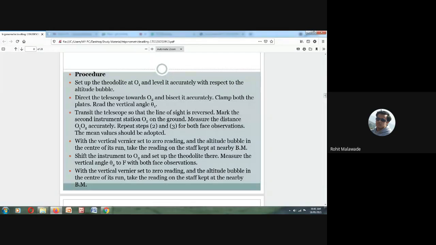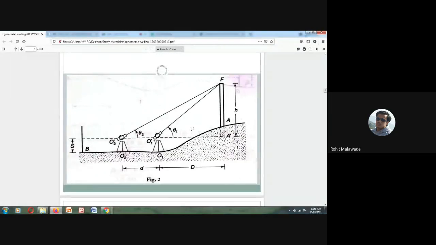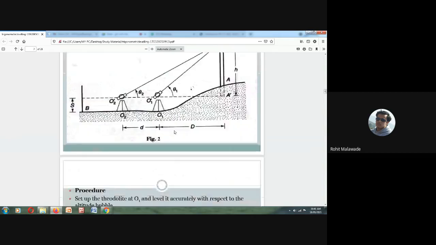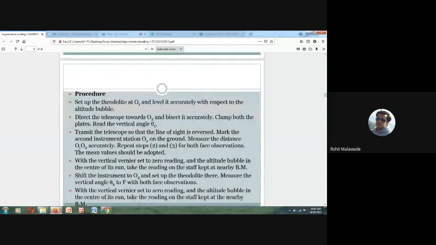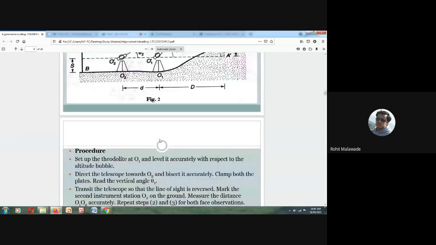And clamp both the plates and read the vertical angle. So set the instrument, level it, center it, and then measure towards point F, and we will be noting down the angle theta 1. This theta 1 is nothing but the vertical angle from point O1.